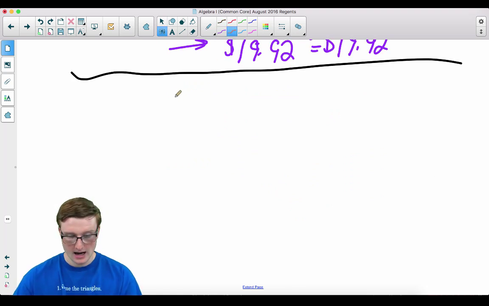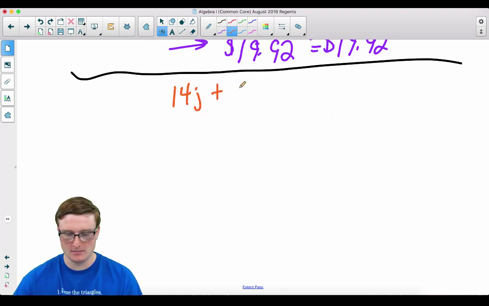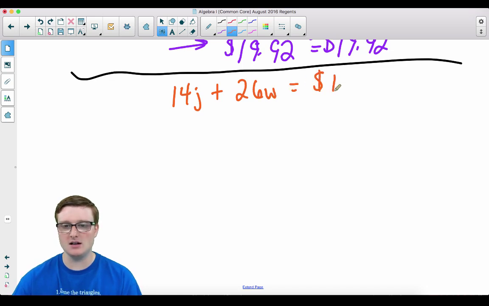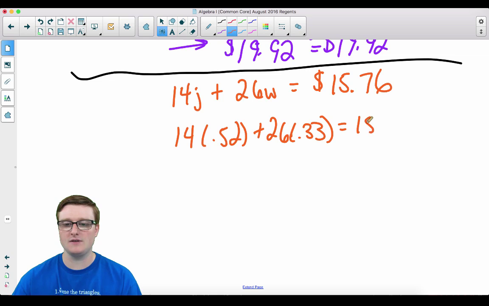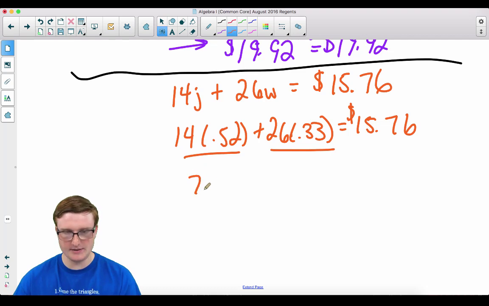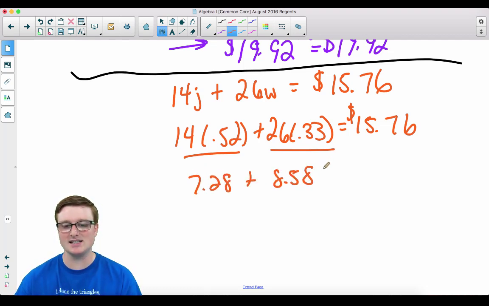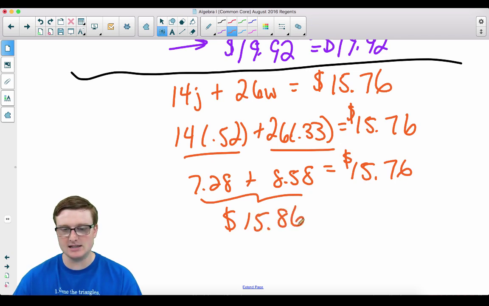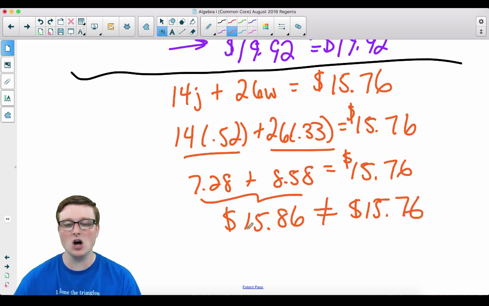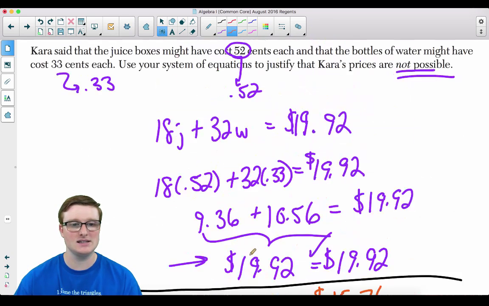So I'm going to use 14J plus 26W is equal to $15.76. So 14 times 52 cents plus 26 times 0.33, that is equal to $15.76. So when you multiply these together, we get $7.28 plus $8.58. Now, from here, when we add these up, this will give us $15.86, and that is not equal to $15.76. So, Kara is incorrect.